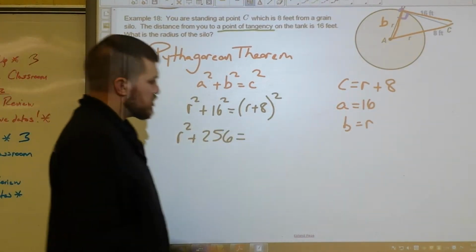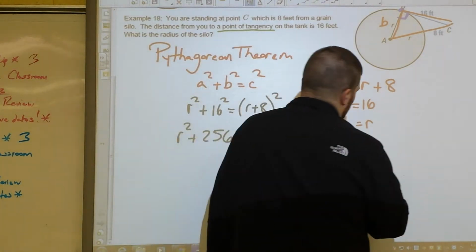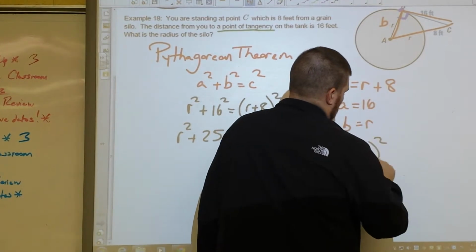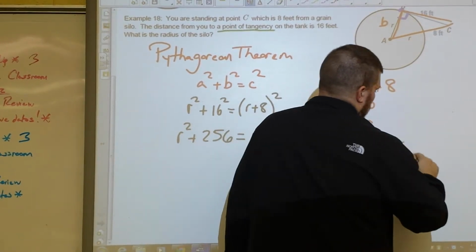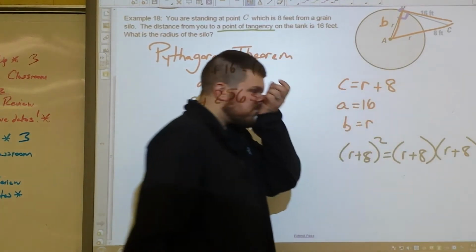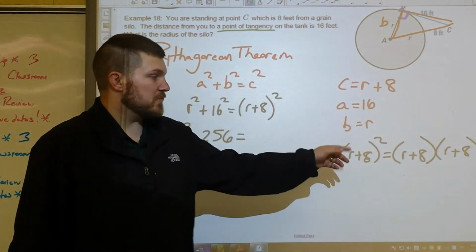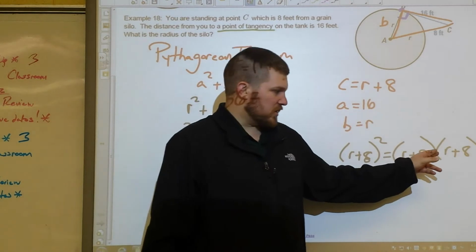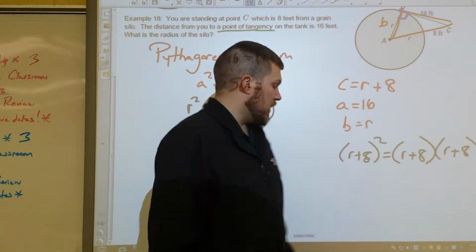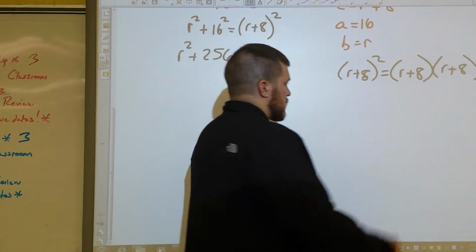I need to do some scratch work, and I'm going to do that over here on the side. What r plus 8 squared is, that's the same thing as saying r plus 8 times r plus 8. Hopefully you already knew that. If you didn't, don't tell me, because you should be embarrassed. But as soon as you know it's r plus 8 times r plus 8, you can use FOIL or the box. I want to use the box to multiply that out.